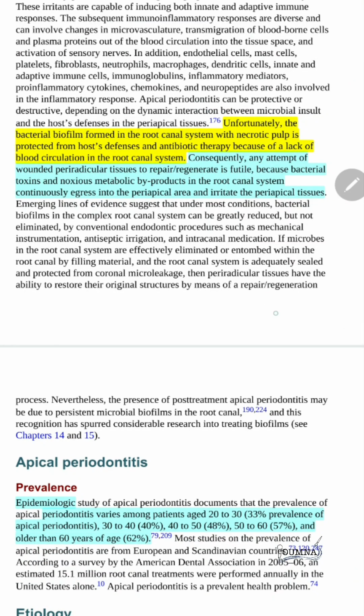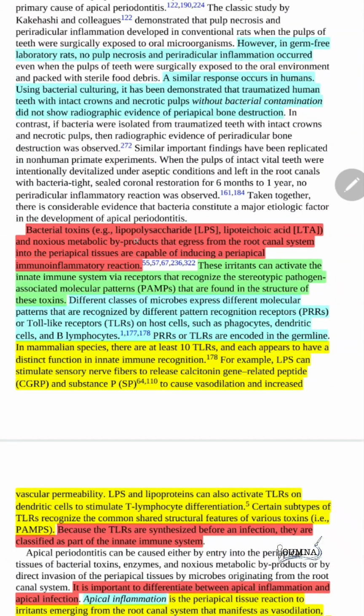As we said in the previous chapter, the bacterial biofilm stays inside the root canal system because it is protected from the host defenses and antibiotic therapy, because there is a lack of blood circulation in the root canal system. But these bacteria release their toxins, like lipopolysaccharides or lipoteichoic acid, that cause inflammation in the periradicular area, even though they are staying in the canal.